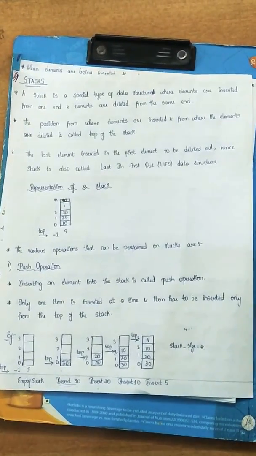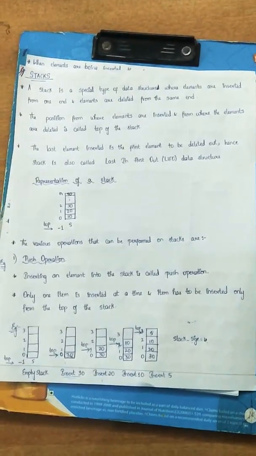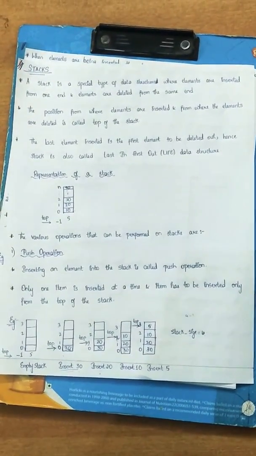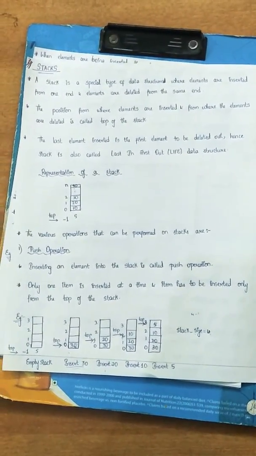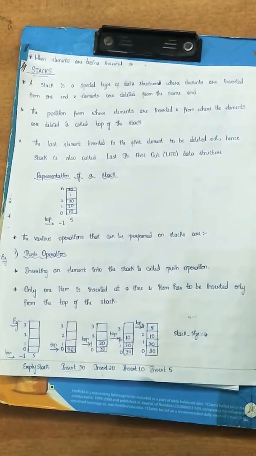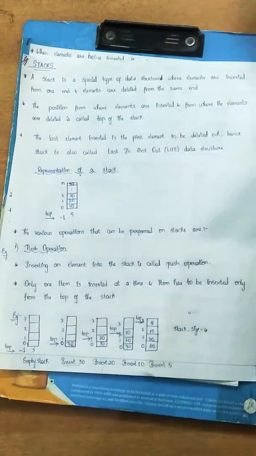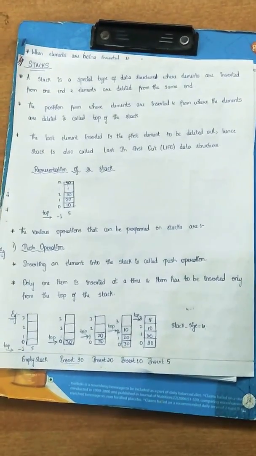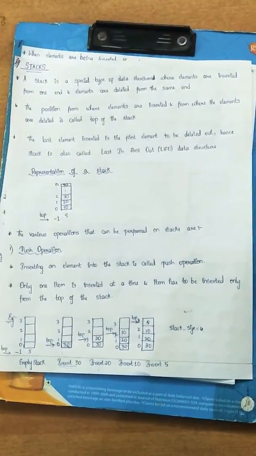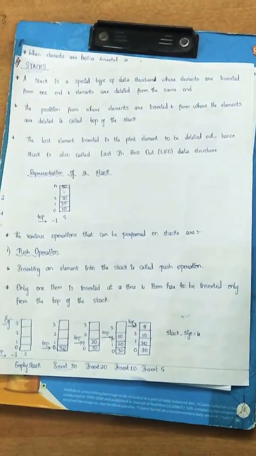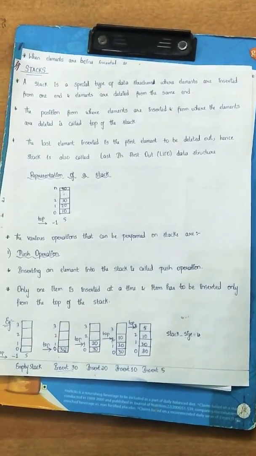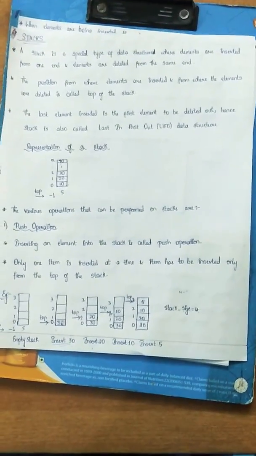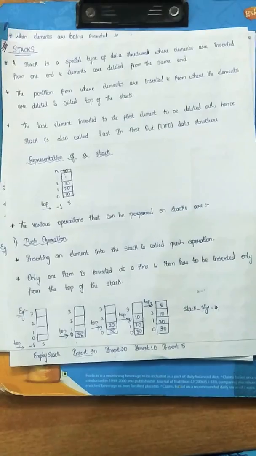Moving on, we will be studying about what are the various operations that can be performed on a stack. The stack performs three operations: push operation, pop operation and display operation. So let us see what is a push operation. Push operation is nothing but inserting an element into the stack. We should also keep in mind this condition that only one item can be inserted into the stack at one time.